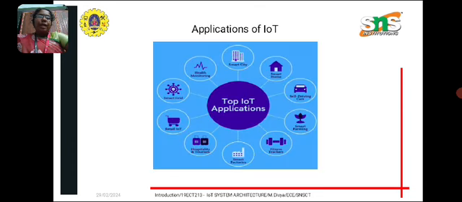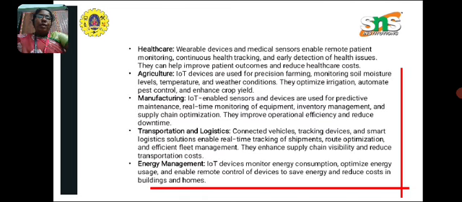These are the applications of IoT. IoT is used in smart homes, cars, vehicles, and industrial applications. In grocery items, smart grid, and hospital management, we are using IoT. These are the places where we are using IoT. IoT is mainly used in healthcare, agriculture, manufacturing, transportation and logistics, and energy management.